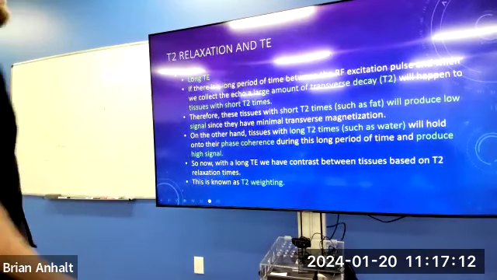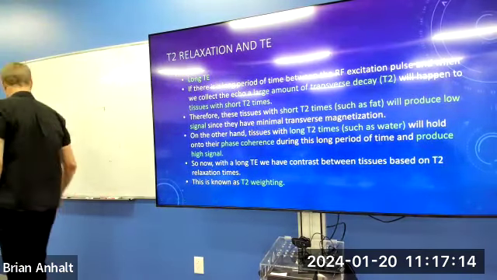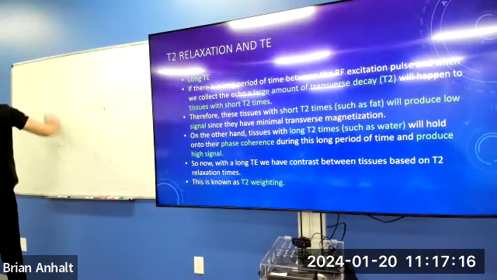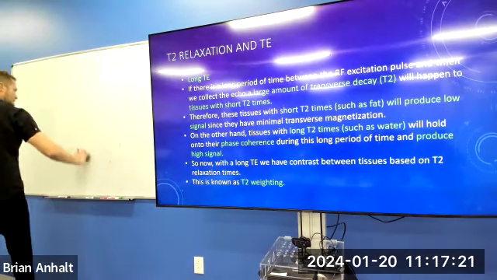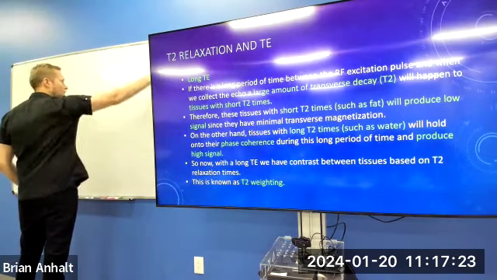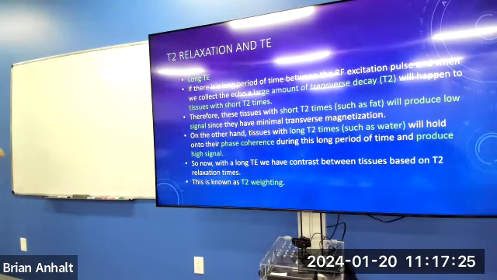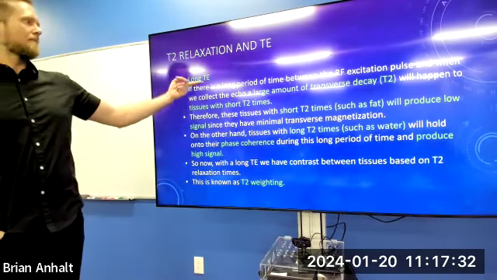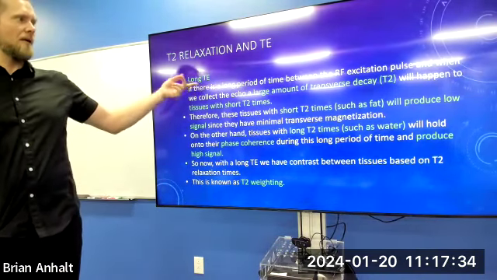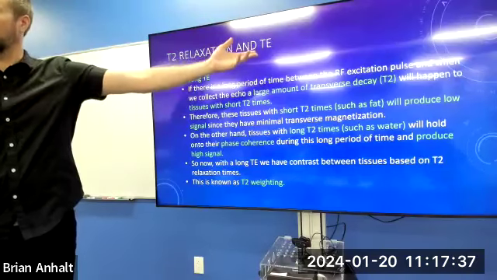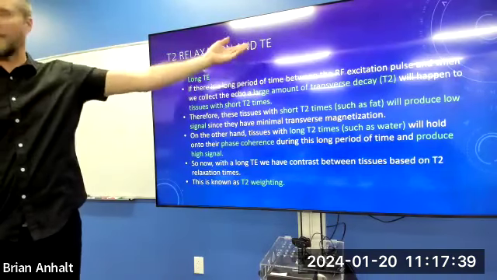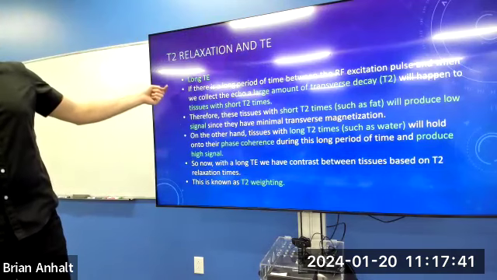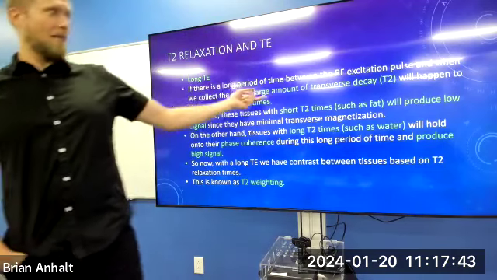So TE. TE controls what? T2 contrast, right? So it controls the amount of dephasing we allow to happen before we listen back to the echo. If there is a long period of time, this is known as a long TE, between RF excitation and the refocusing pulse, thus the center of the echo that we get, we collect an echo with a large amount of transverse decay.